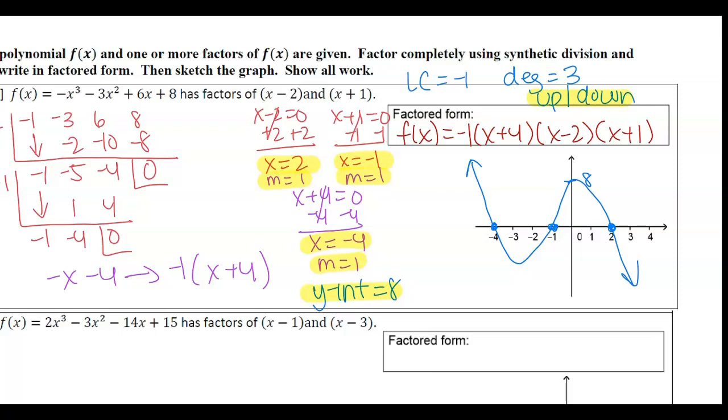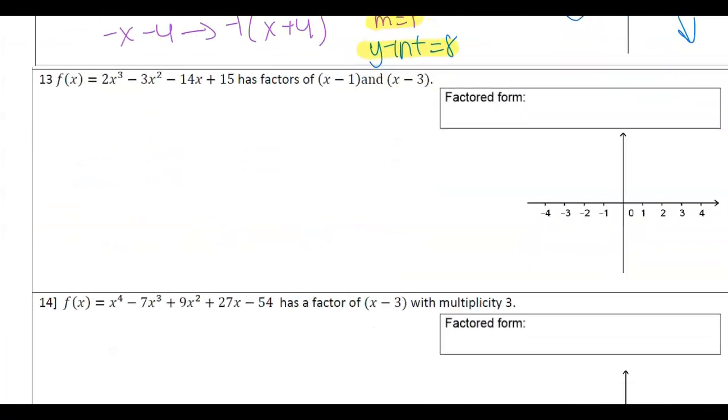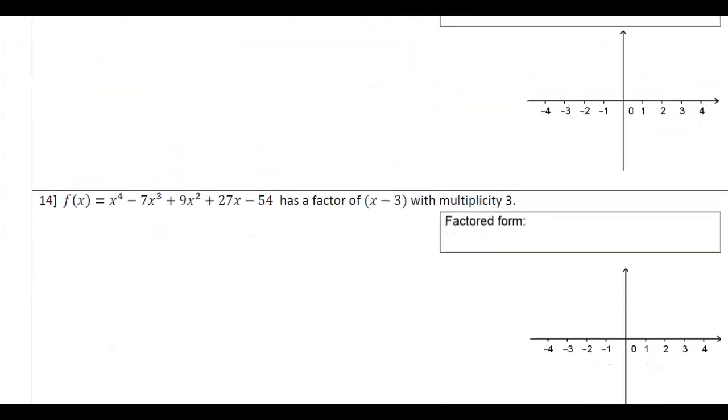Really quick, it says for number 14 that x minus 3 is with the multiplicity of 3. What does that mean? It does mean it's not cube, it's cubic. So it is going to be cubic, and something's going to be cubed. But when I'm doing the synthetic division, what does that mean? You're going to do it 3 times.